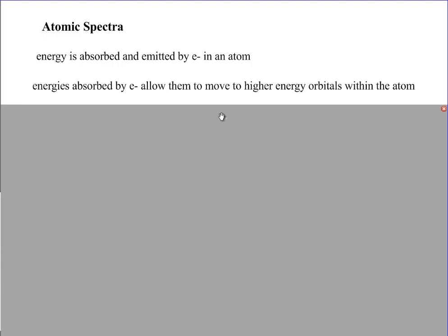Let's take a look at atomic spectra. Atomic spectra are created when an electron absorbs or emits energy as it moves around in an atom. Energies that are absorbed by an electron allow it to move to higher energy level orbitals within the atom. This is something that you should have learned in first year chemistry.